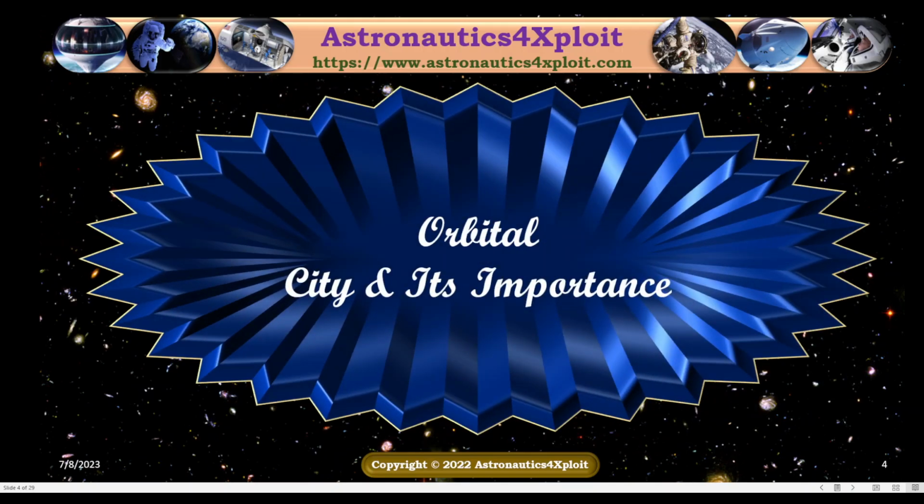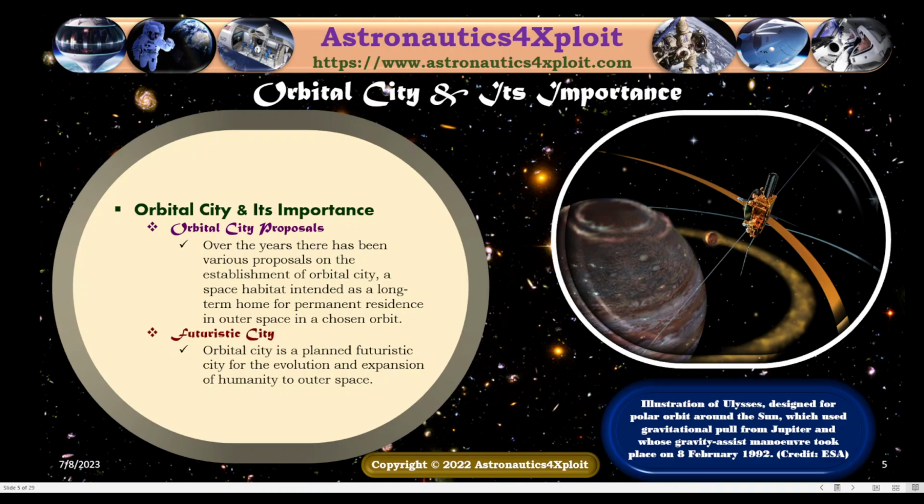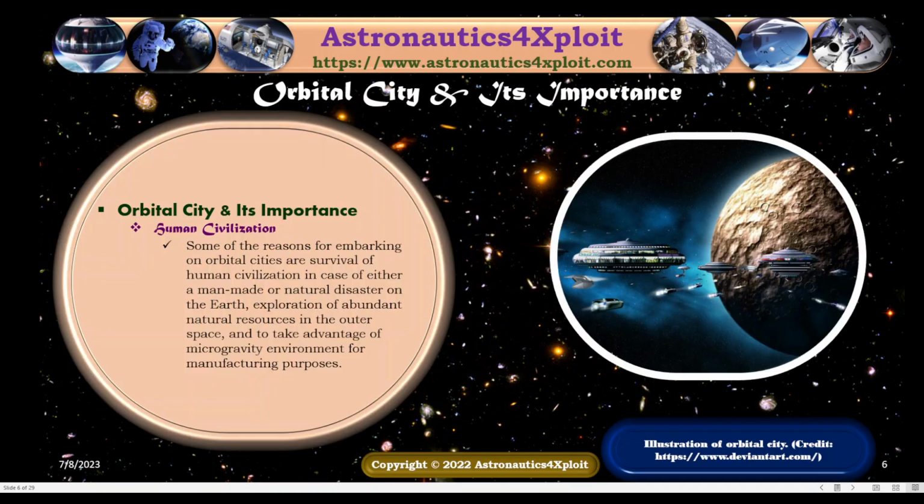Orbital city and its importance. Over the years, there have been various proposals on the establishment of an orbital city, a space habitat intended as a long-term home for permanent residents in outer space in a chosen orbit. It is a planned futuristic city for the evolution and expansion of humanity into outer space. An illustration of Ulysses, designed for polar orbit around the sun, is shown in this picture.